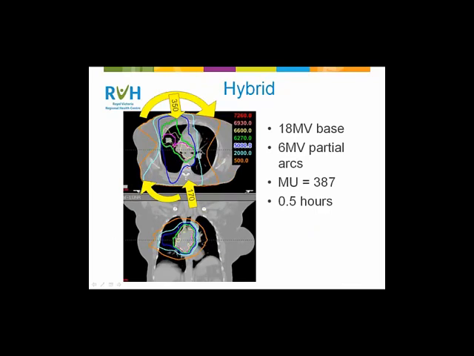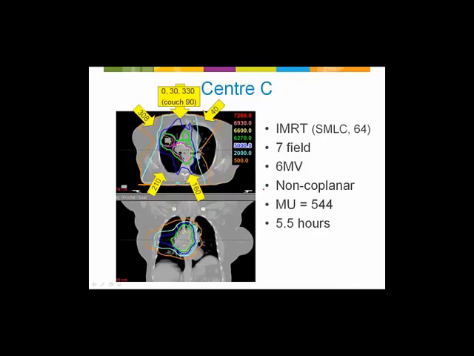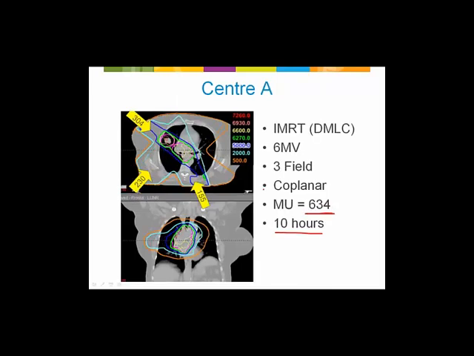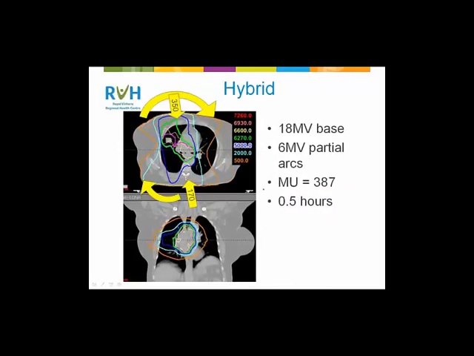The volume getting 5 gray was best in the hybrid and the non-coplanar IMRT treatment, although it was radically different. The V20 was very similar between all the techniques, and the mean lung dose was also similar. So I think all came up with very good plans, and it was interesting to see some of those similarities between the approaches.